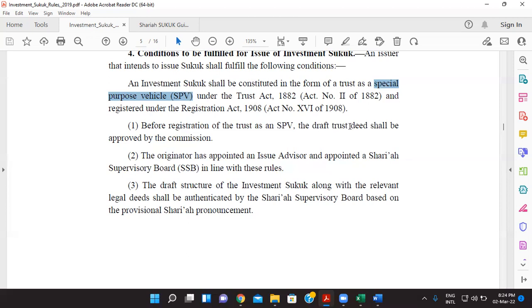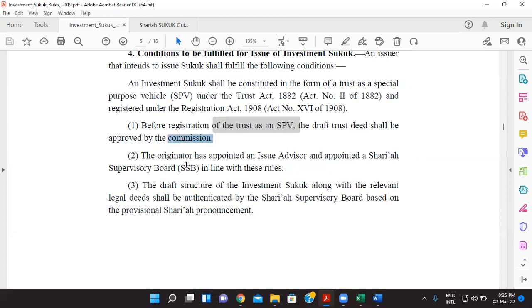So you are creating a deed, you are creating a trust, you are creating an SPV, you are the originator. You have mentioned some conditions, some functions and responsibilities, and how this trust is planning to be formed. And that document, that deed, is to be approved by the commission. Who is the commission here? BSEC, Bangladesh Securities and Exchange Commission.